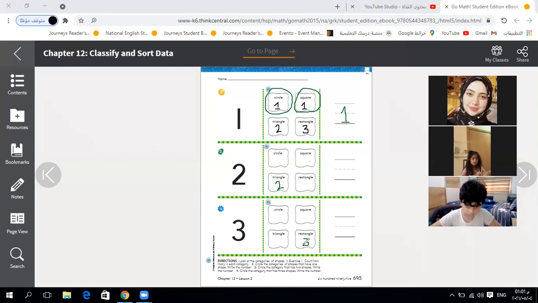So we have one circle, we have one square, and you have to write the number 1 here and the number 1 here. Okay.